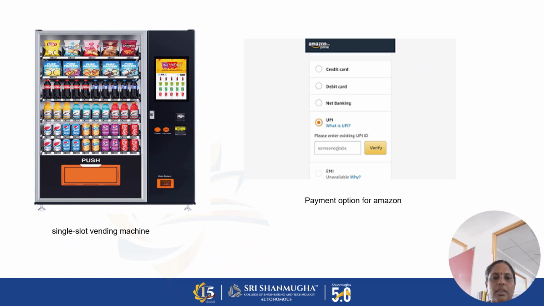Example, see a single slot vending machine, the outlet will hold only one value at a time. For example, Lays or juice, only one item will be held at a time. So the dispense size is designed in such a way that it fits the maximum size of the item that can be stored in our vending machine. Next example, the payment option in Amazon or Flipkart, any online option or any grocery shop, we can pay directly by cash or we can pay using UPI or by scanning the QR code.